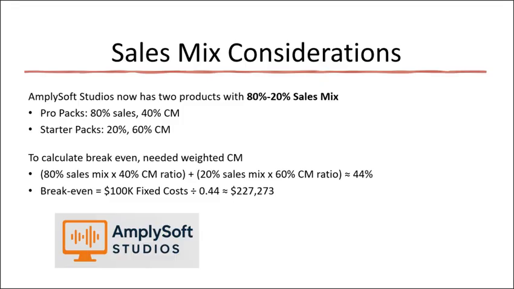How much would that be for each individual product? Well, 227,273 times 80% for the Pro Pack sales and times 20% for the Starter Pack sales. When a multi-product company is preparing a break-even sales analysis, the sales mix is an important assumption. This sales mix is assumed to be constant.